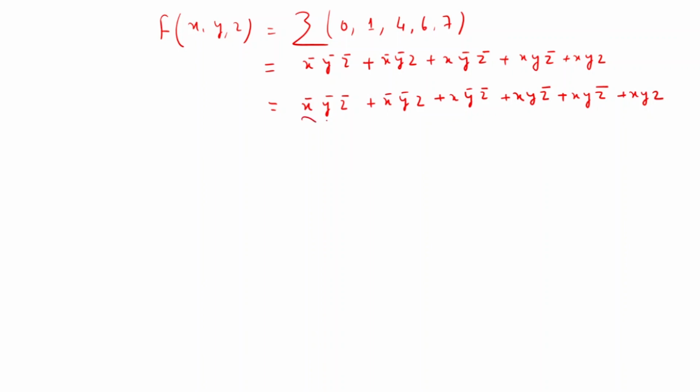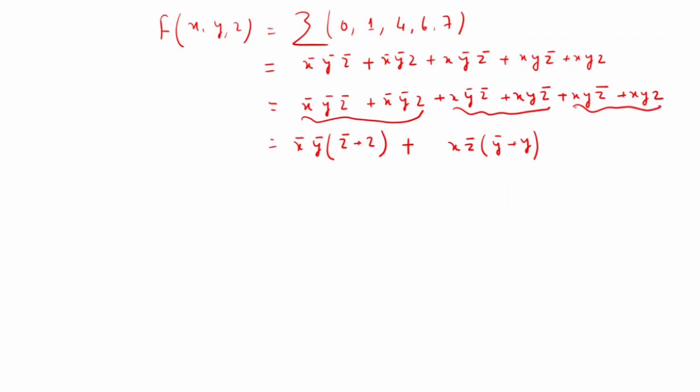When we take these two terms here, 2 literals are common, that are x complement y complement, and this is z complement plus z. When we apply the distributive law in these two min terms, similarly when we apply the distributive law in these two min terms, here x and z complement are common, then y complement plus y. And when we consider these two terms, the common terms are x y. This is x y and z complement plus z.